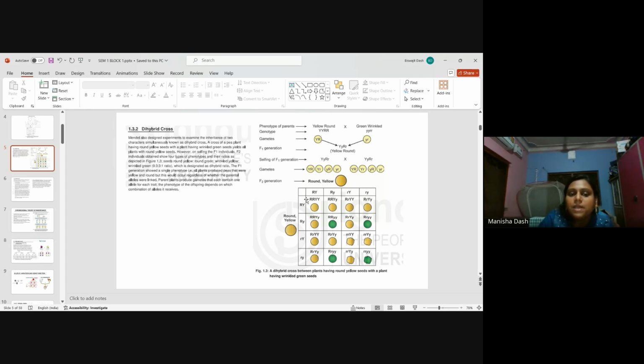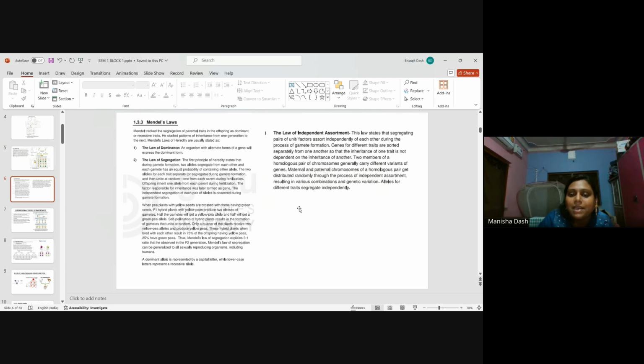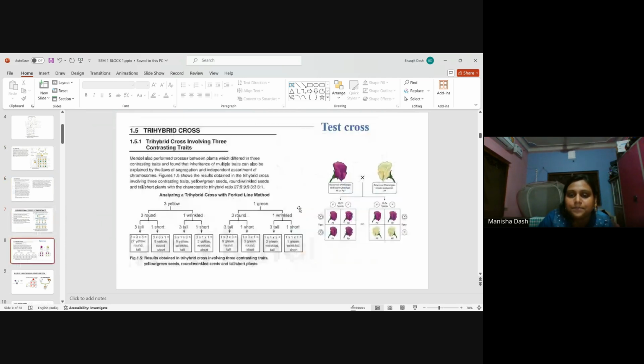Similarly, the genotypic ratio will be 1:2:1, again 2:4:2, and again 1:2:1. The same can be done for a trihybrid cross also. In a trihybrid cross, we will be considering 3 characters at a time. As you can observe here, first there is the color, yellow and green, then the shape, round and wrinkled, then the height, tall and short.